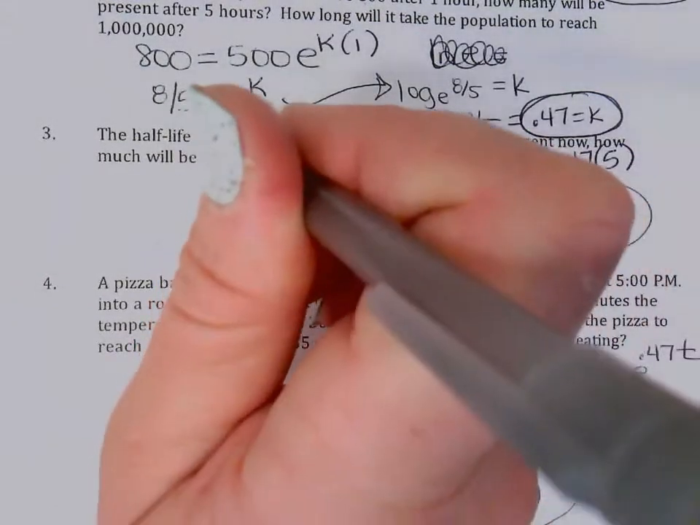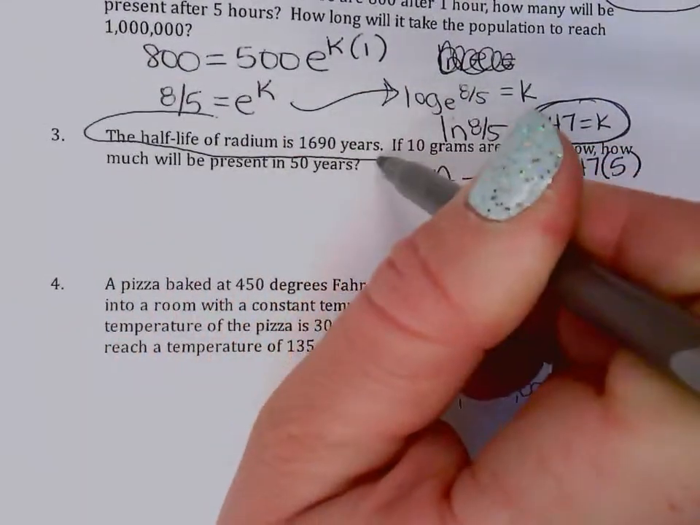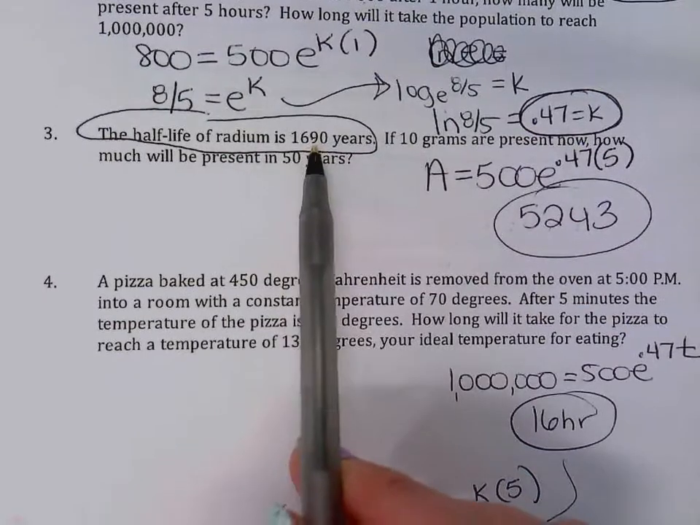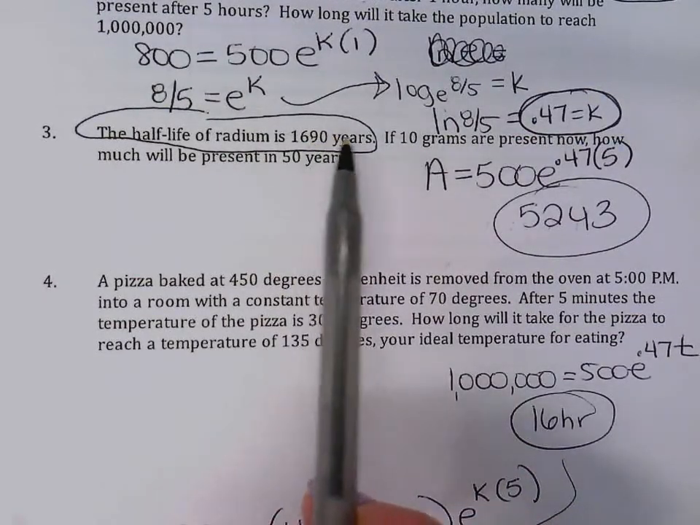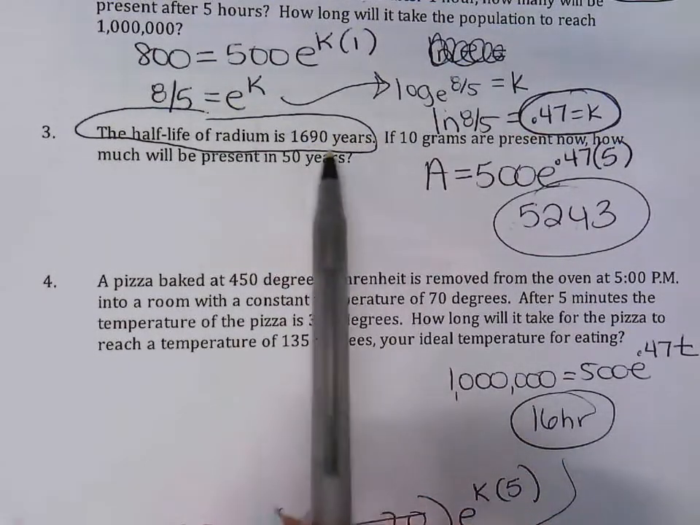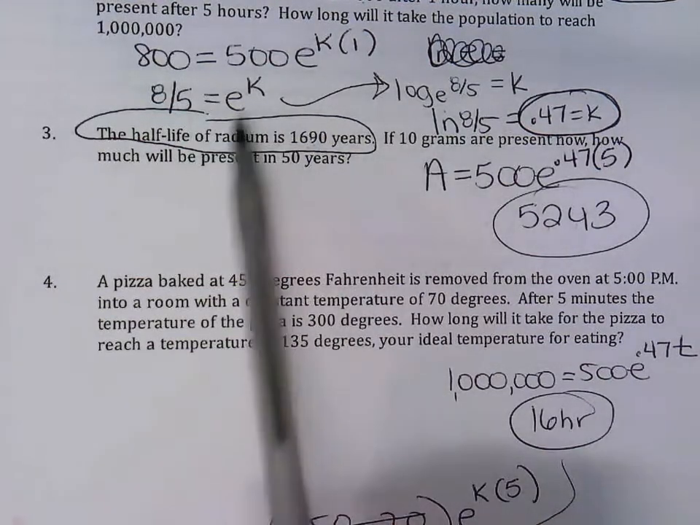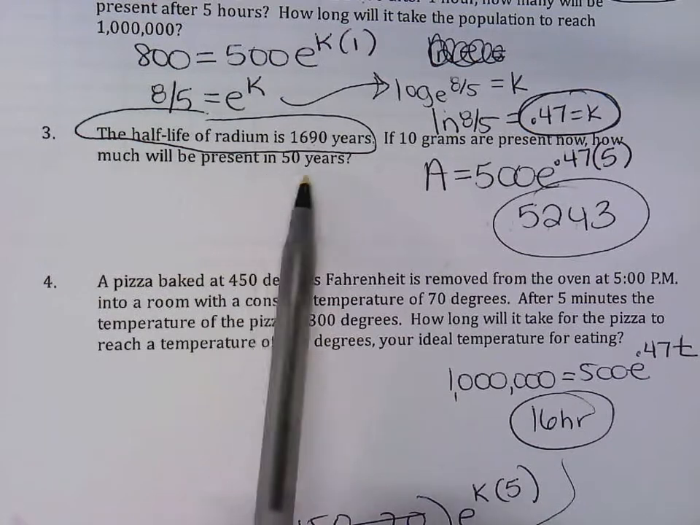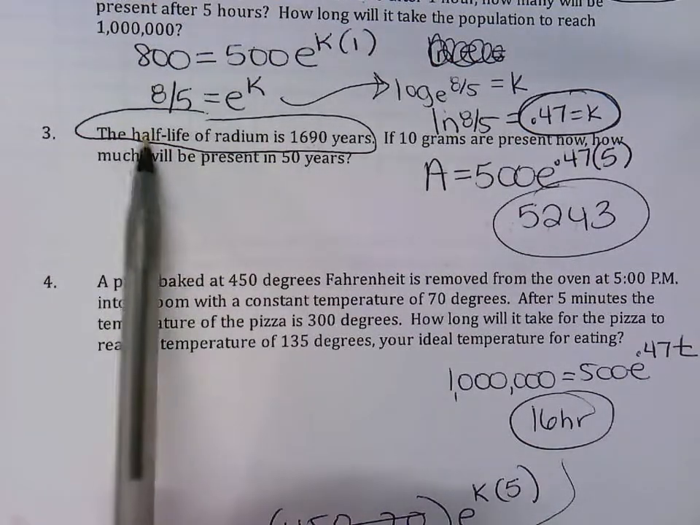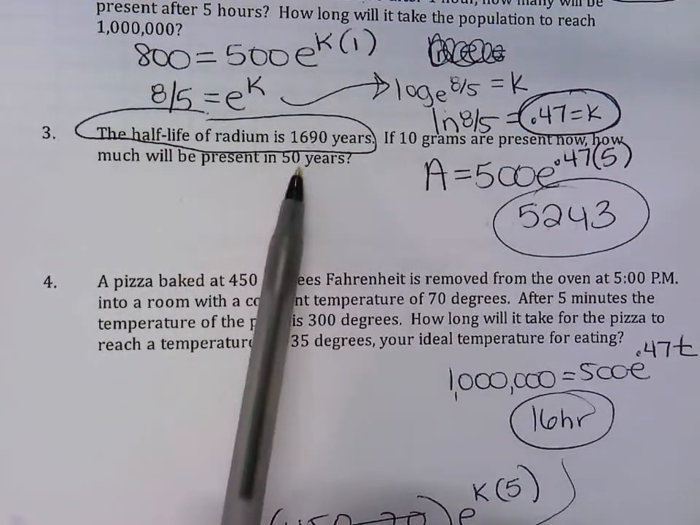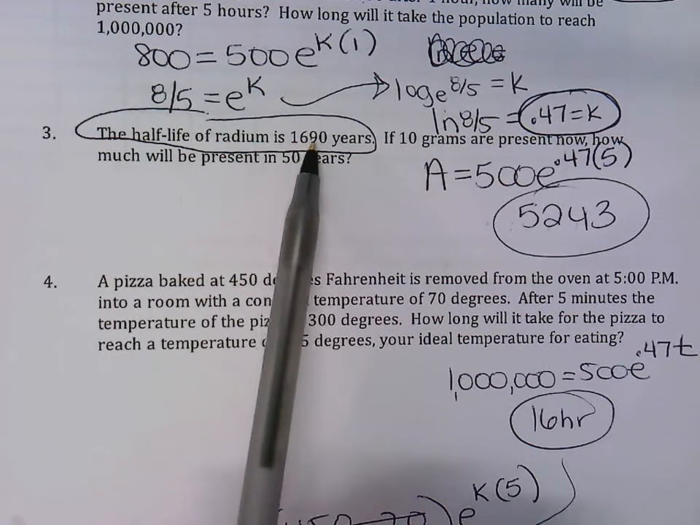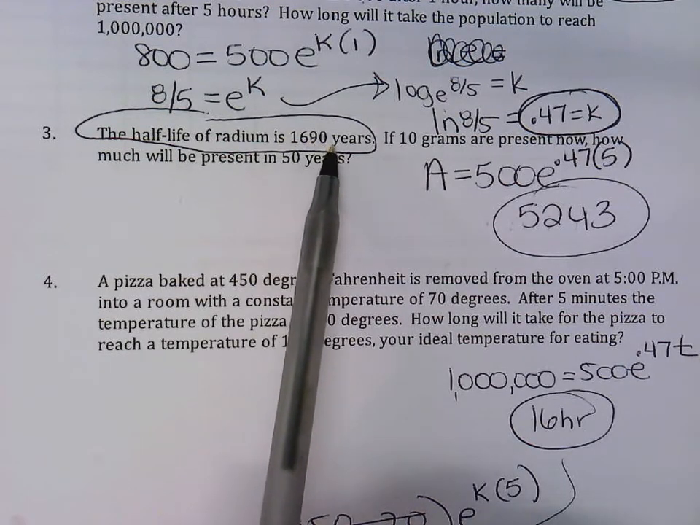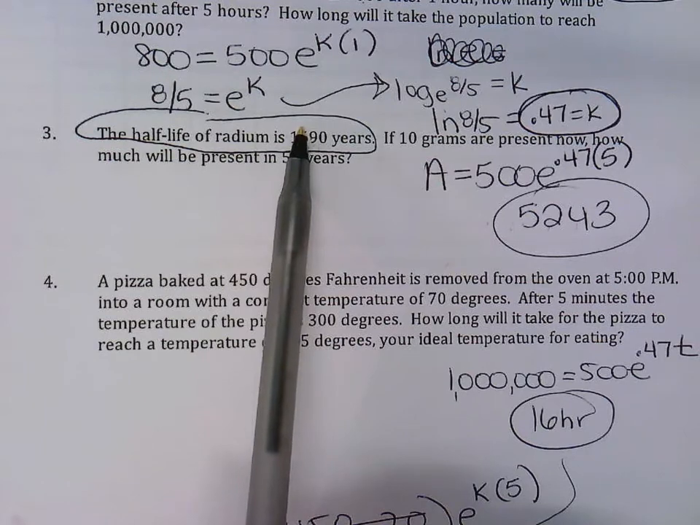But here is the important part. The half-life of radium is 1,690 years. That's the information you need to find k first. Then you're going to use that information. It says if 10 grams are present now, how much will be present in 50 years? It's going to be pretty close to 10 grams because 50 years is like a drop in the bucket compared to 1,690. So not very much time has passed for this radium.